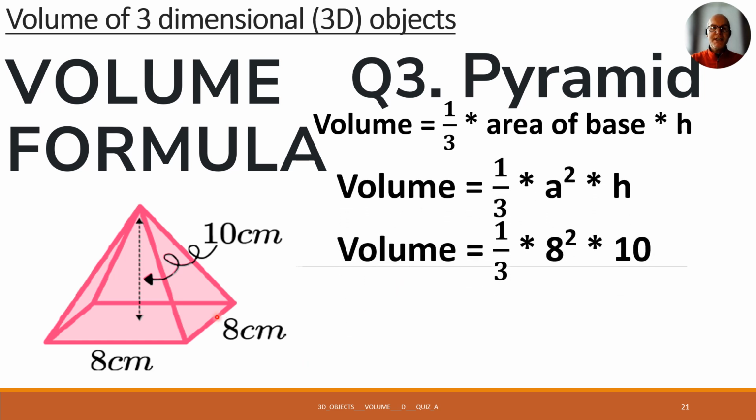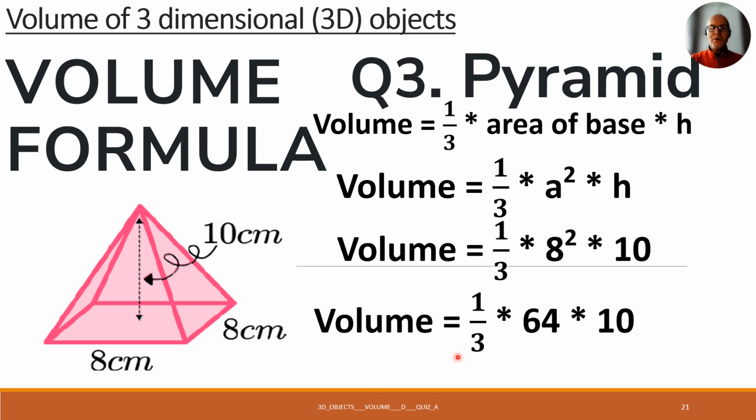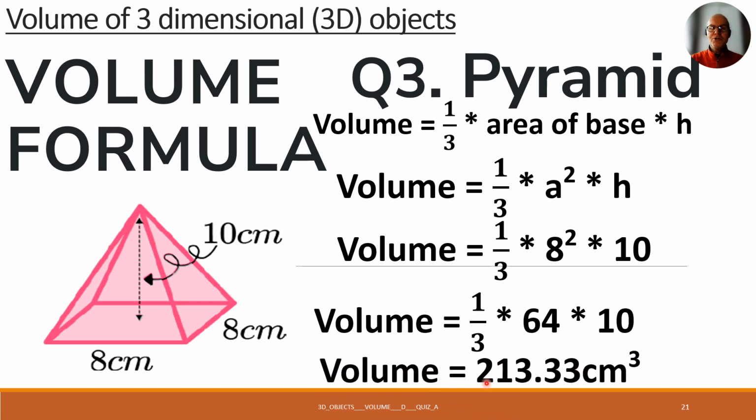Let's put those values into our volume formula. So volume formula, 1/3 times the area of the base times the height. So we know that the area of the base is a squared because it's a square. So 1/3 times 8 squared times 10 for the height. 1/3 times 64, because that's 8 squared, times 10 equals 213.33 recurring centimeters cubed.